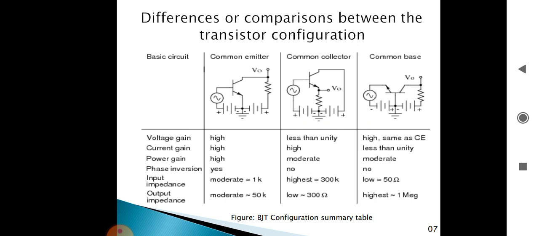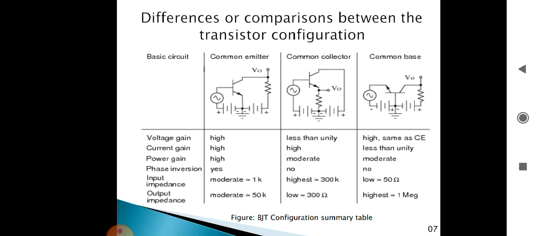In common emitter voltage gain is high, in common collector it is less than 1, and in common base it is high. Current gain for common emitter is high, for common collector also high, but in common base it is less than 1. Power gain of common emitter is high, common collector is moderate, and common base is also moderate. Phase inversion takes place in common emitter, and in common collector and common base it will not take place.